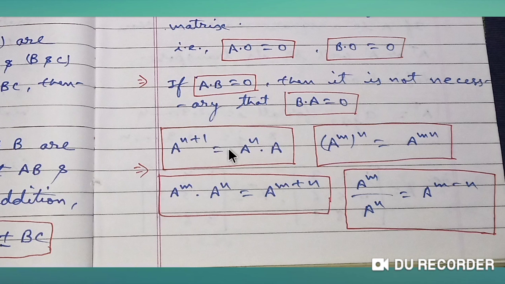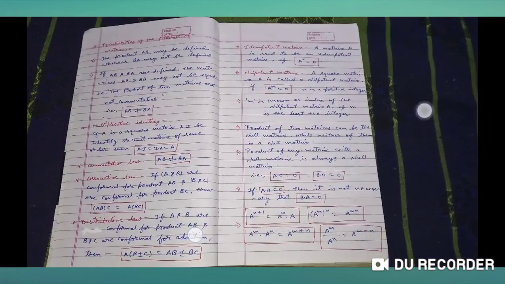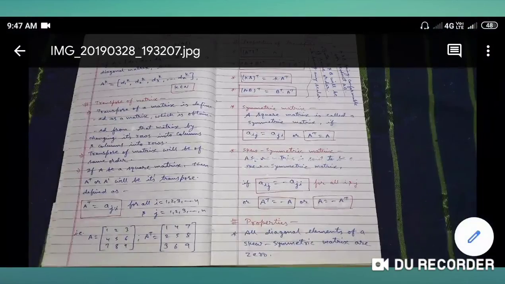Now coming to these points, actually these are some relations. A is the given matrix and we are raising it to powers, so A to the power n plus 1 will be equal to A to the power n dot A. Then A to the power m to the power n is A to the power mn. All these things we have studied in our school days, so let's leave this. Okay, now coming to the next notes.